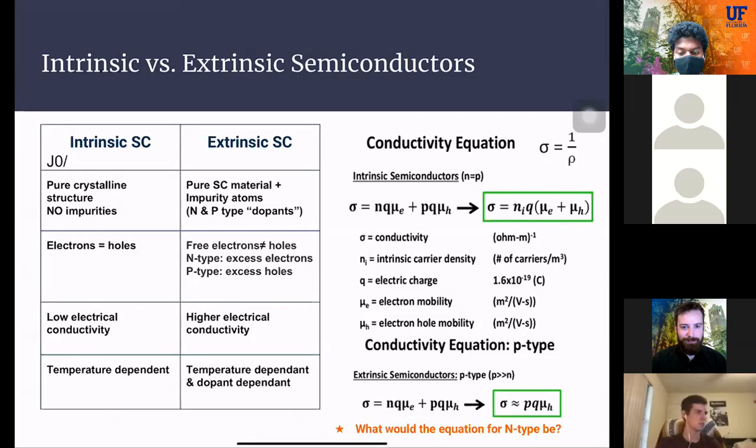semiconductor. Now, if the semiconductor is a p-type, the number of holes is very large compared to the number of electrons, meaning the electrons would contribute very little compared to the holes. So we can approximate and put the N Q mu E term equal to 0. And so that would be the conductivity.